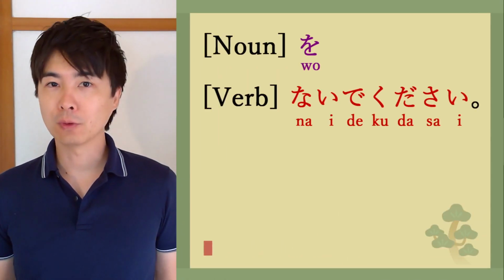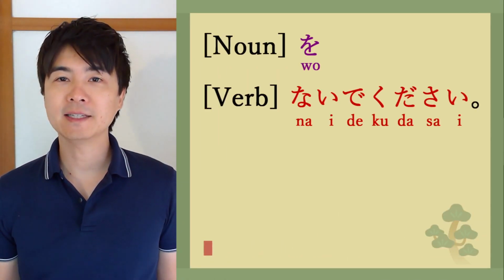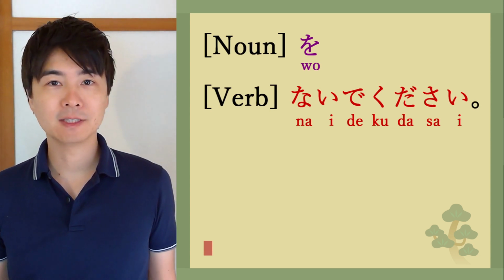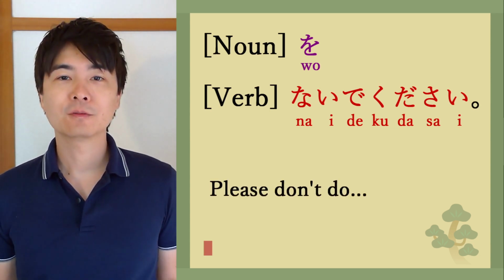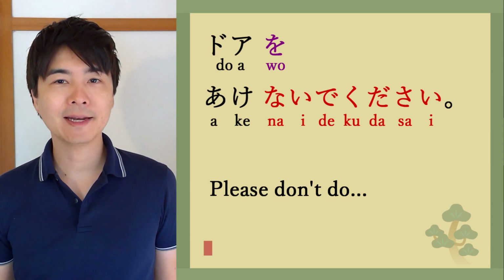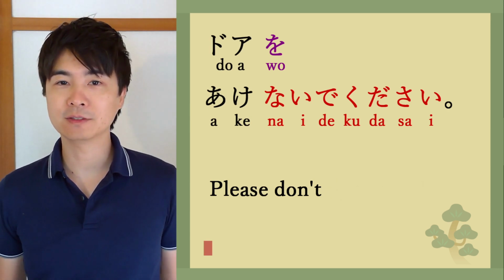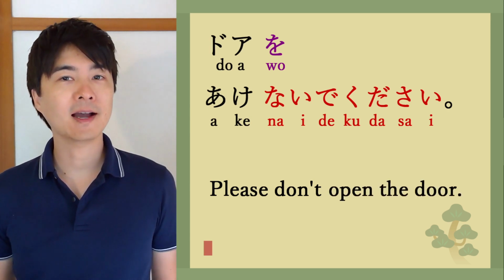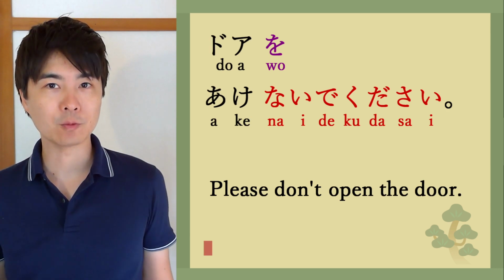In this video, let's learn a new sentence pattern. It is noun を verb ないでください. This means please don't do something. For example, ドアを開けないでください means please don't open the door. I'll explain this sentence pattern in this video.